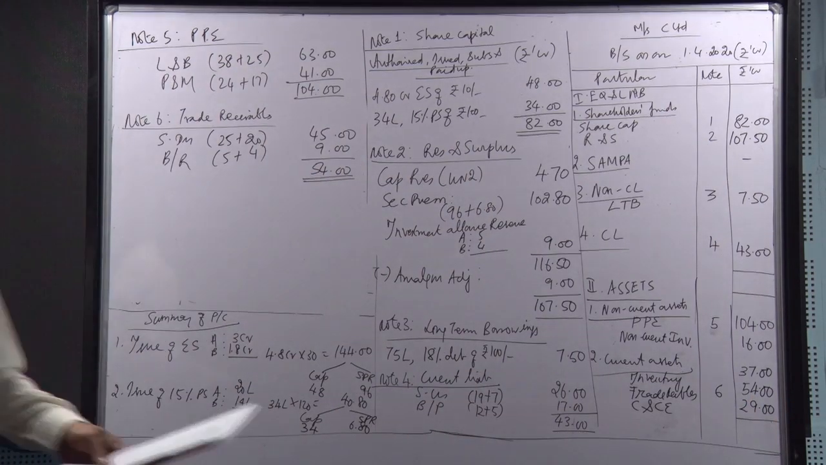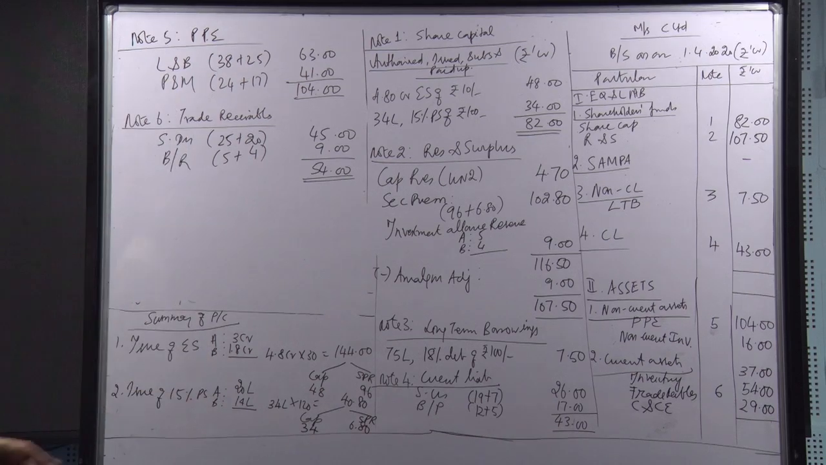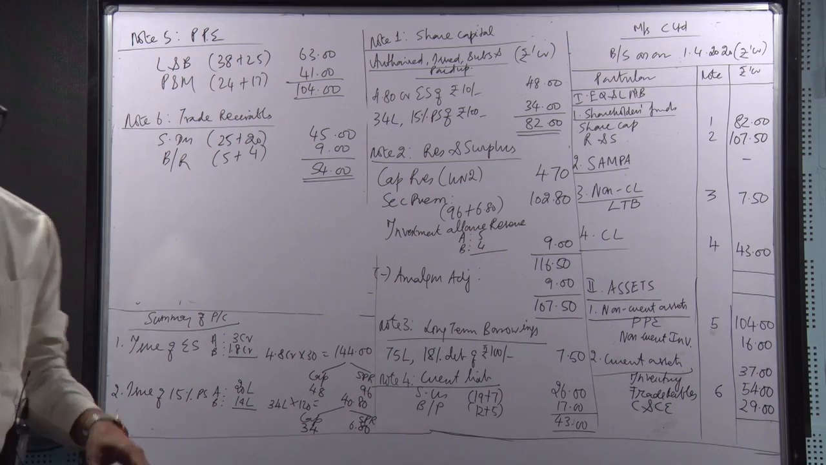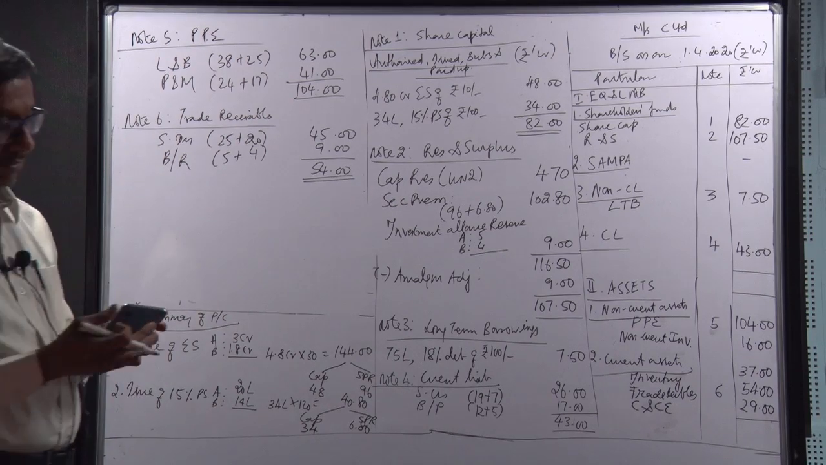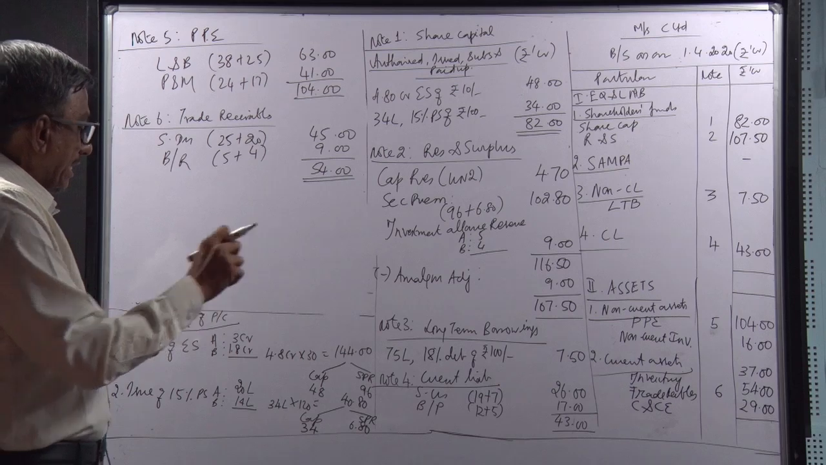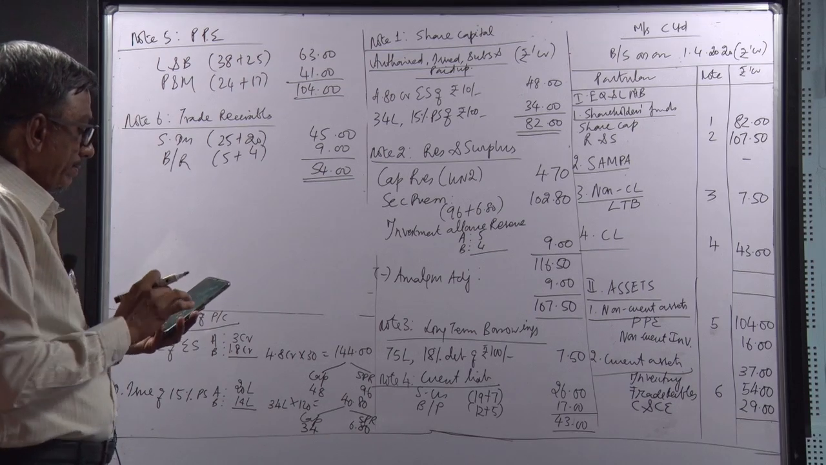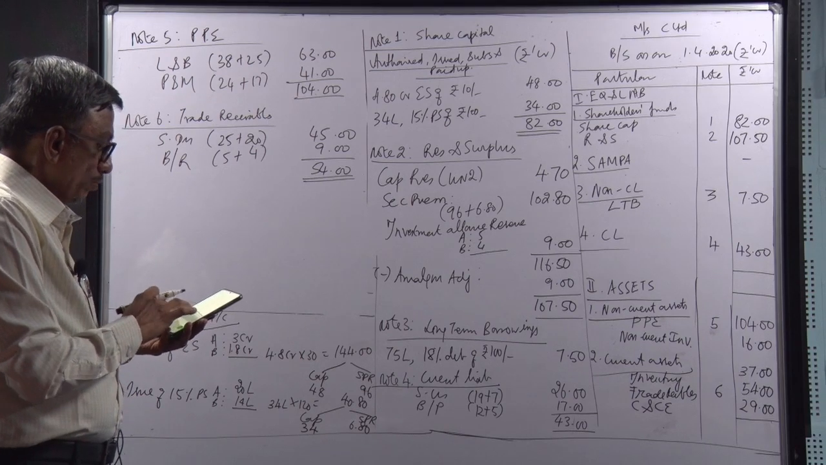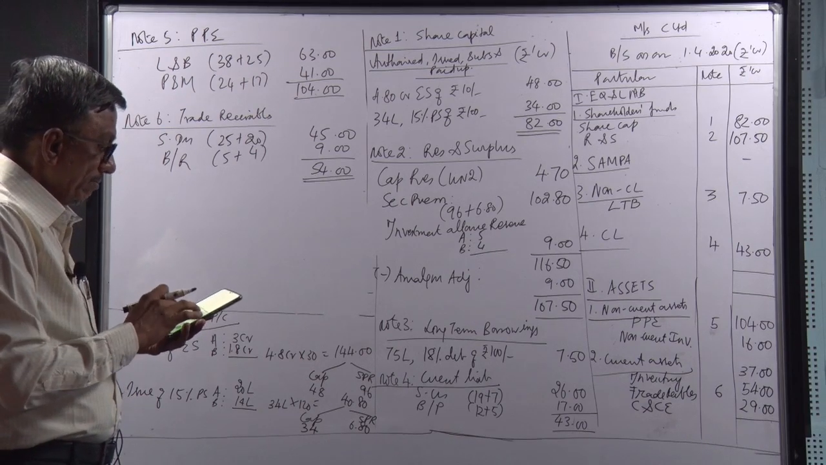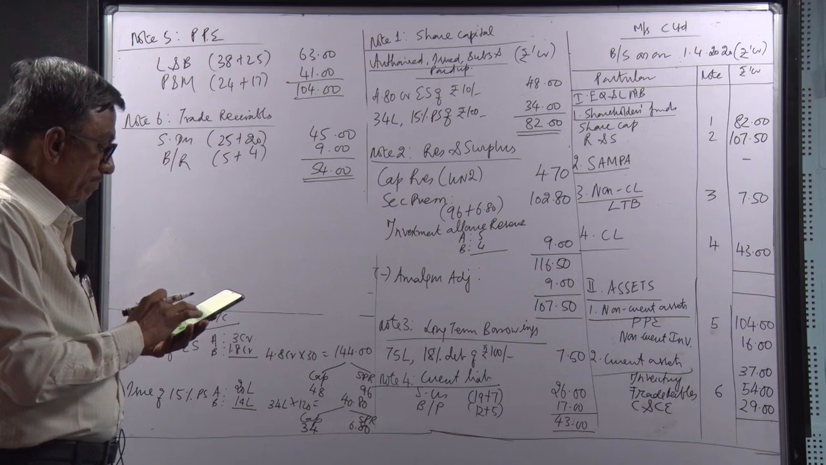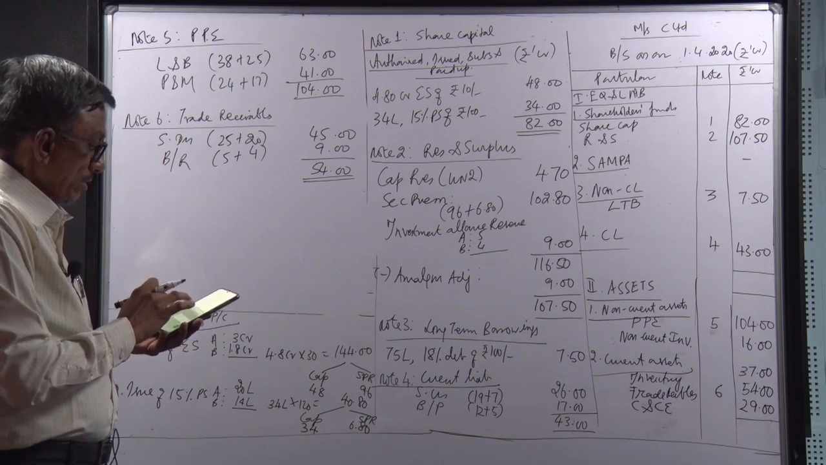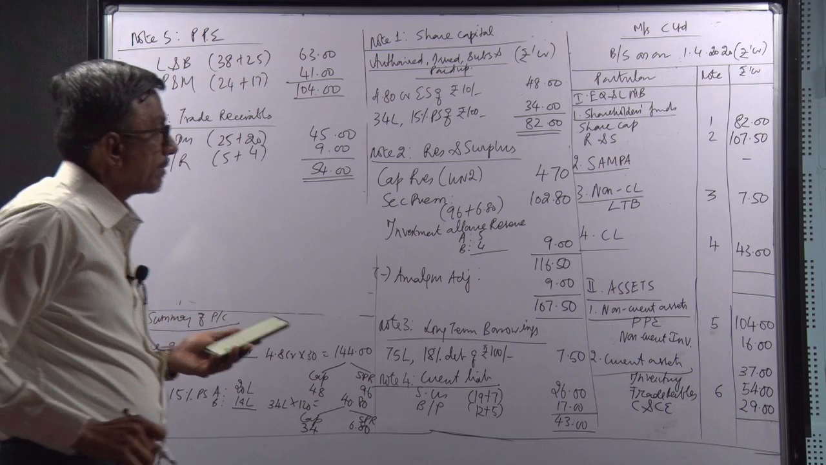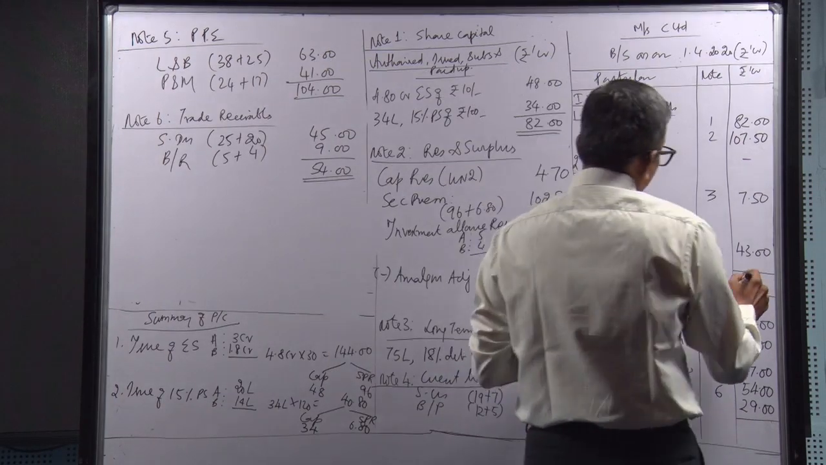So as far as we know, we have done everything right, but it's time to check the balance sheet total. Is it right? Is it tallying? That we have to see. So on the liability side it is 82 plus 107.5 plus 7.5 plus 43. You are getting 240 crores.